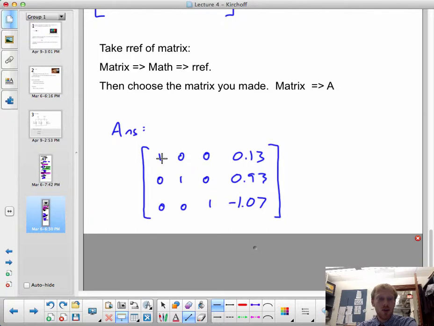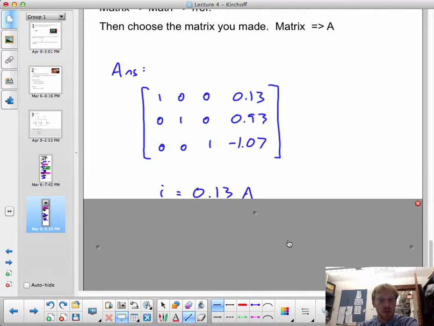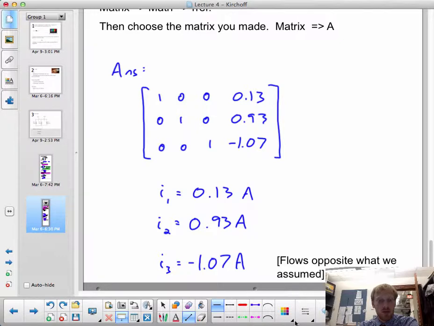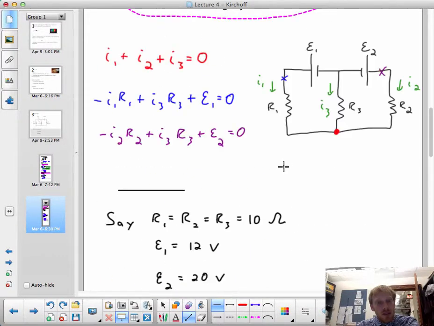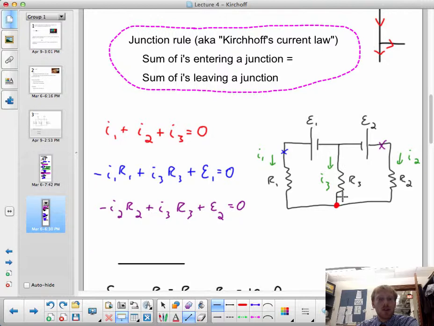What it's telling you is that I1 is equal to 0.13 amps, I2 is equal to 0.93 amps, and I3 is equal to minus 1.07 amps. So what does that negative sign mean? It means that I3 does not actually flow downwards. It flows upwards. That kind of makes sense now that I look at it: this battery is driving current around there, and this battery is driving current around there, so they both tend to drive current up through this middle branch. The current is not downward as we assumed, it's up.